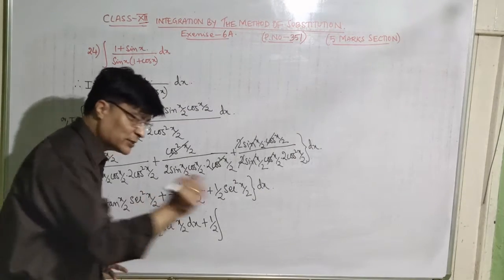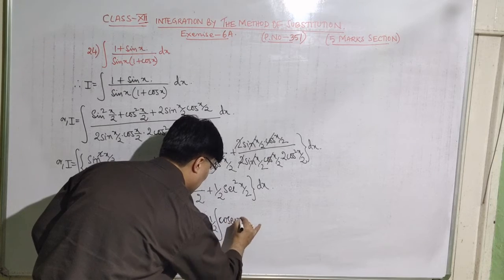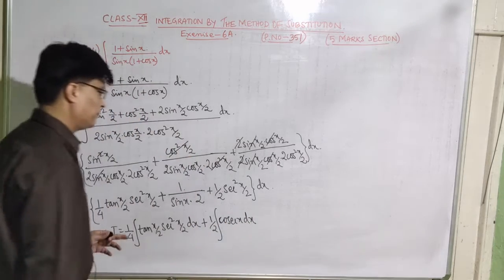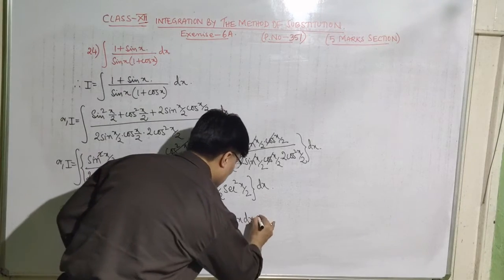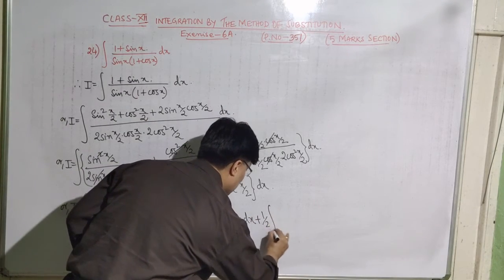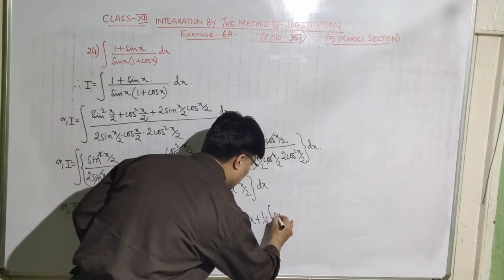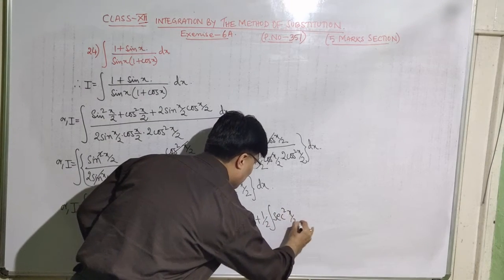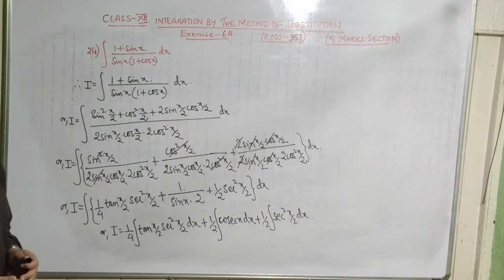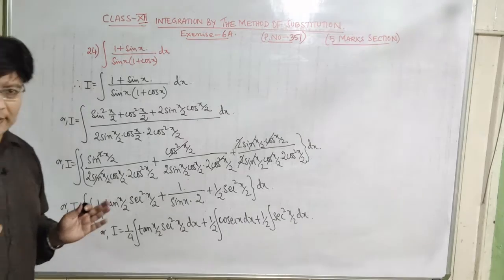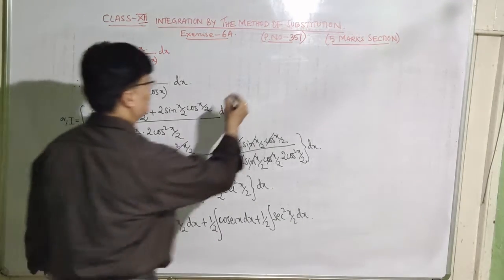What is 1 by sin x? Cosec x. This is your cosec x dx. Understood? So now the last one is plus half, a constant, integration of, what is the variable here? Sec square x by 2 dx. So we have got this expression. So I think you have understood it. So now let us simplify it again.